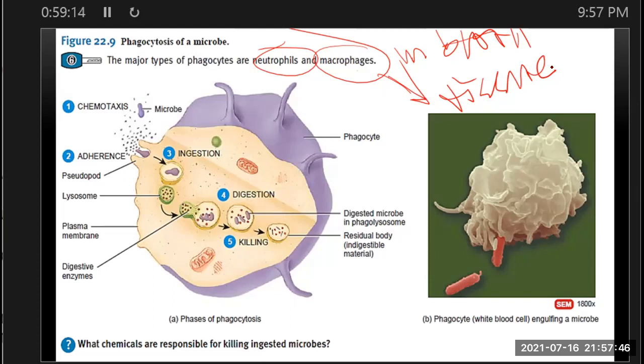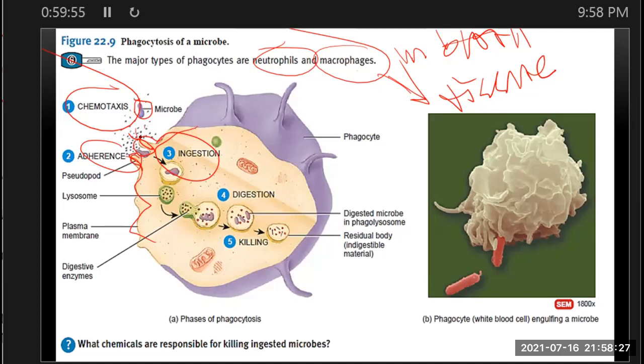We have the steps. It starts with chemotaxis. It is the movement in response to a chemical stimulation or the presence of chemical attractants. Next, followed by adherence or attachment to a microbe. This is the microbe. And then that microbe will be ingested, engulfed by, of course, the phagocyte. Ingestion is the engulfment of the pathogen with the pseudopodia. This is the pseudopodia, right? Can you see it? And then followed by digestion.